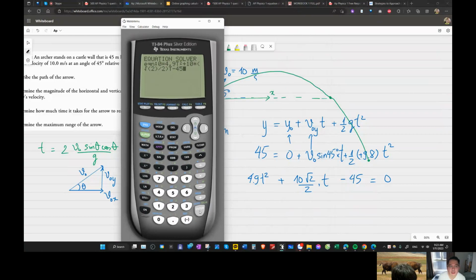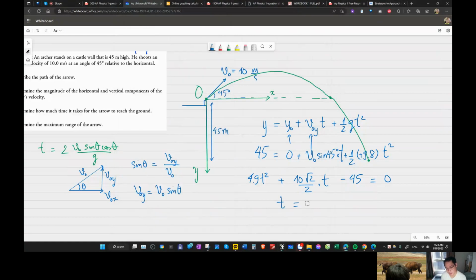And then enter, and then you need to type in a value you guess to be the solution of this equation. I can guess the time is 3 seconds or something, just hit 3, and then click alpha and solve there. So the solution is 2.39 seconds, which is like 2.4 seconds. The time, the solution, is 2.4 seconds.